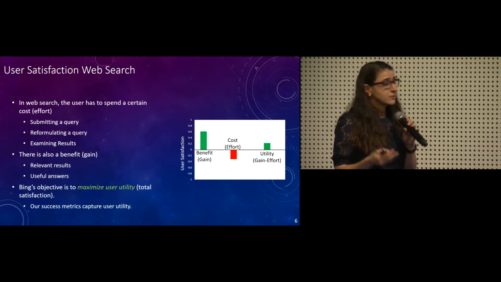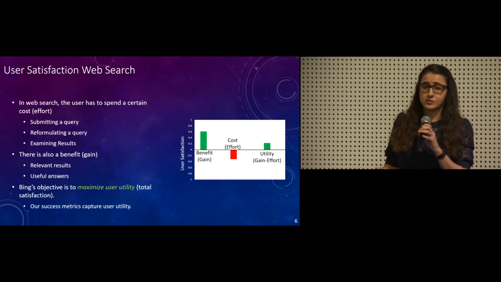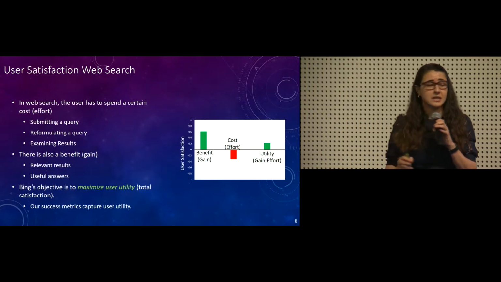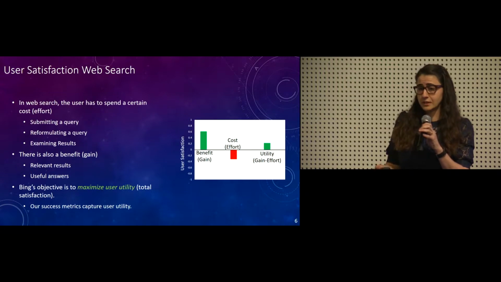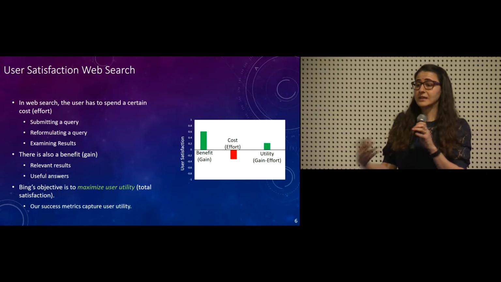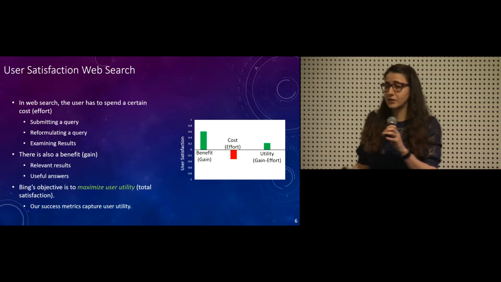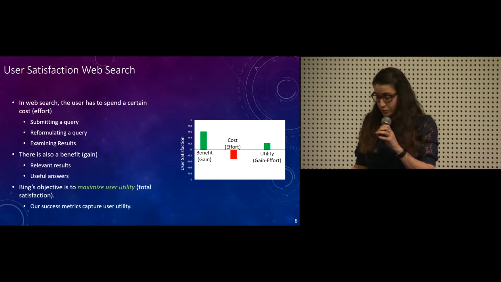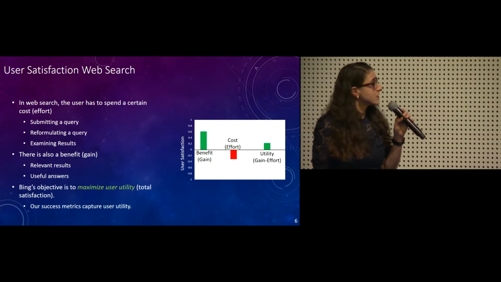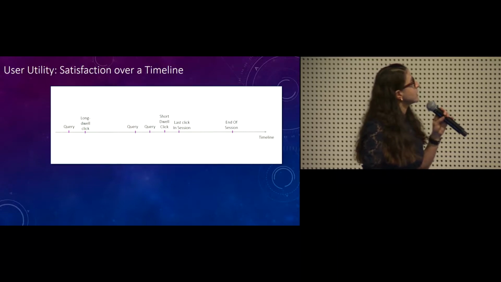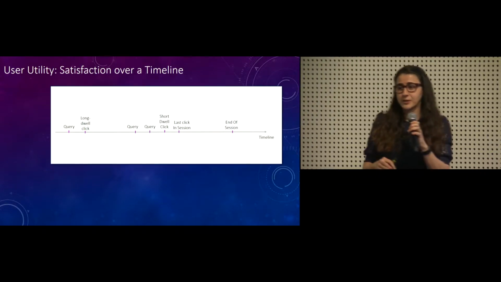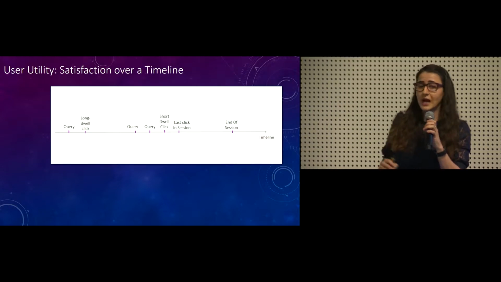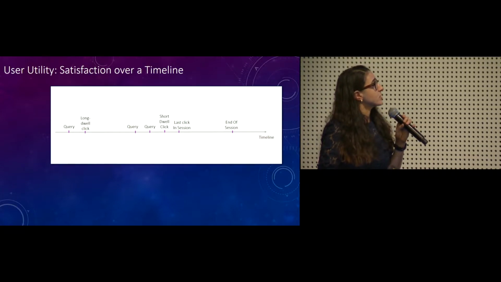Our objective is to maximize user utility, the utility in getting the information that they need, and our success metrics try to capture that user utility. We look at all the gain, we look at all the effort, and the utility is really a subtraction between those two measures. So what are the success metrics that we use? This is what we call user utility. This work is published, so I'm not going to spend a lot of time on it, just to illustrate how we measure user satisfaction on Bing.